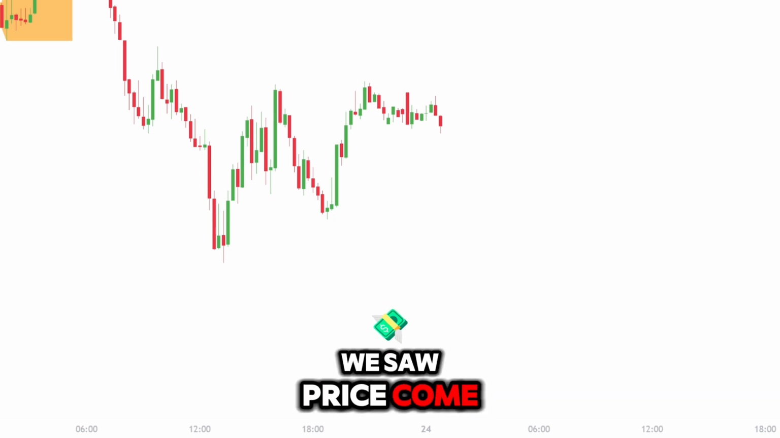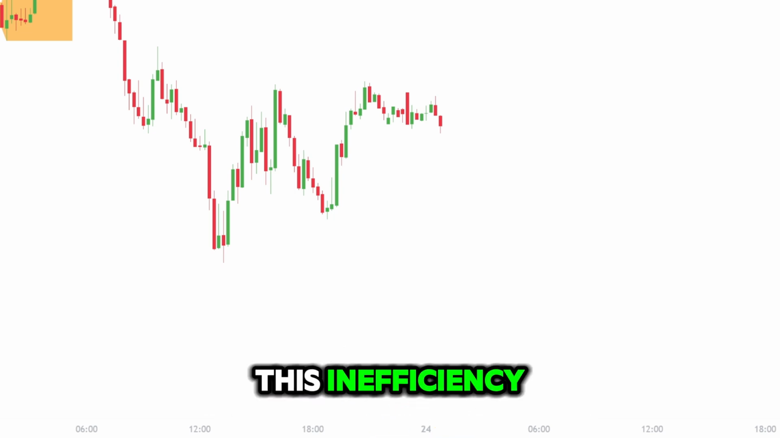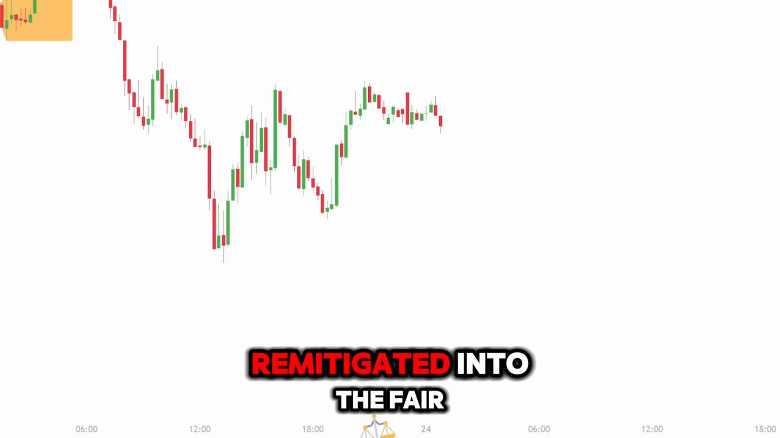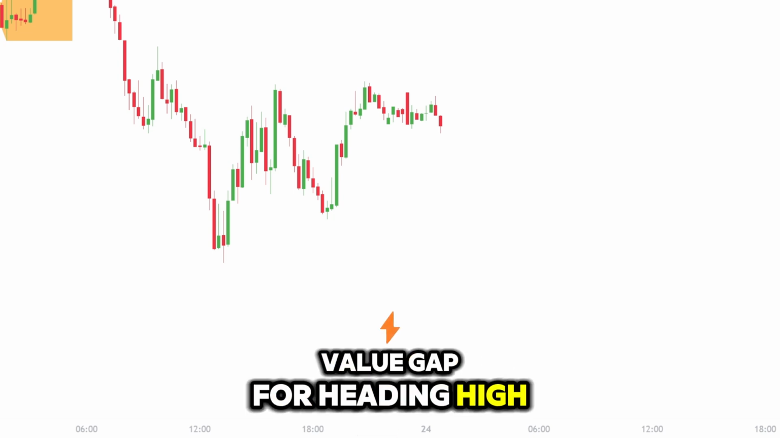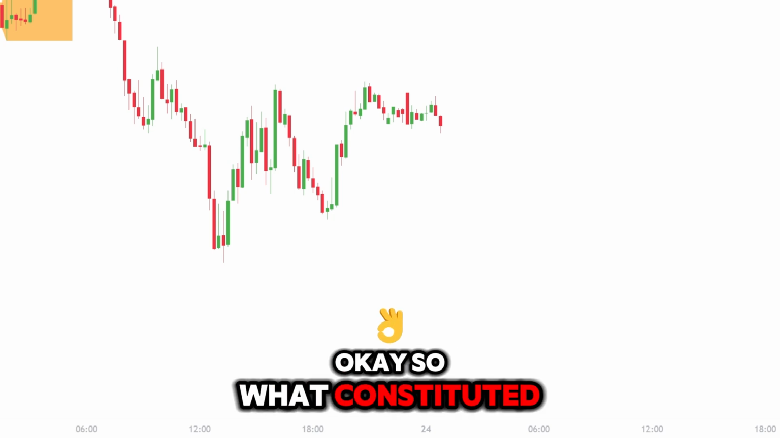We saw price come into a fair value gap. So that's the first thing you want to understand. Price came into this inefficiency, remitigated into the fair value gap before heading higher. So that's the first thing to understand. Okay, so what constitutes the power of four?